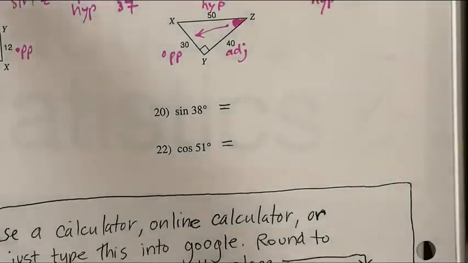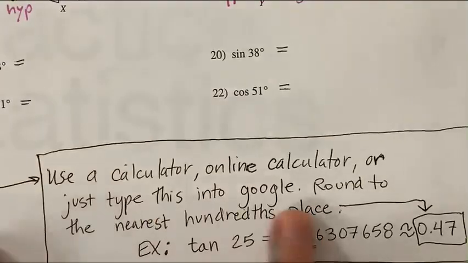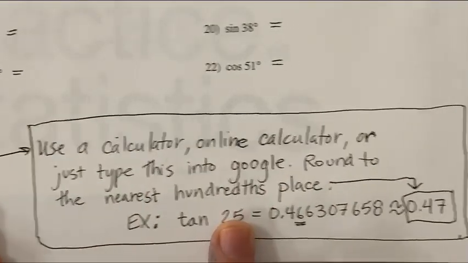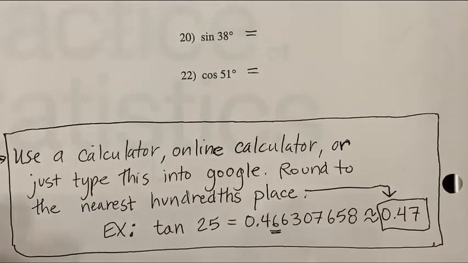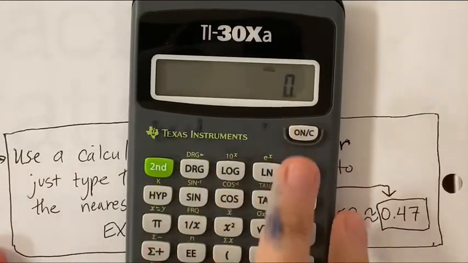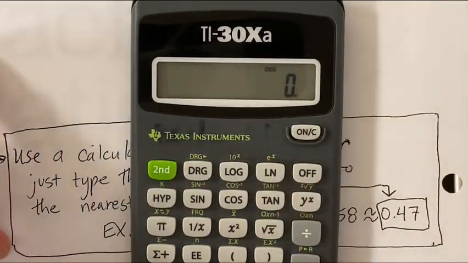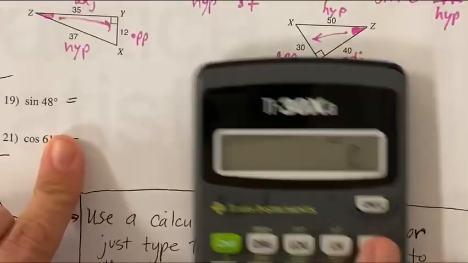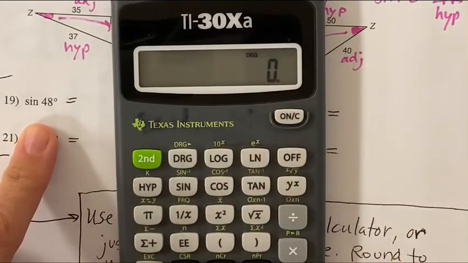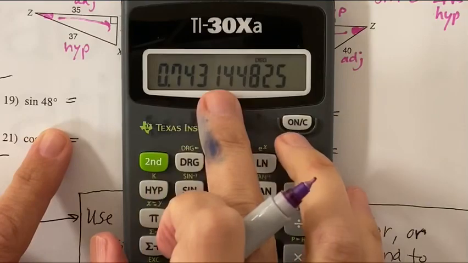Cool. Okay, what's going on with these last four? It says use a calculator, online calculator, just type this into Google, round to the nearest hundredth place. So that looks like money, like dollars and cents. So let's do that now. In this gray calculator, once you get to class, or if you have one, I think you can get those at Office Depot, the sine of 48, you have to type in backwards. So you hit clear, 48 sine, and that's the decimal.